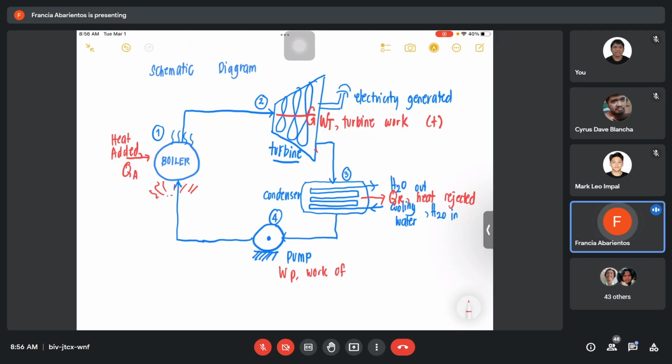Ano yung class sa work of the pump? This is positive or negative? Sige nga. If everyone is listening to me. Positive or negative sa pump natin? Okay. So, in a pump class, that is negative.